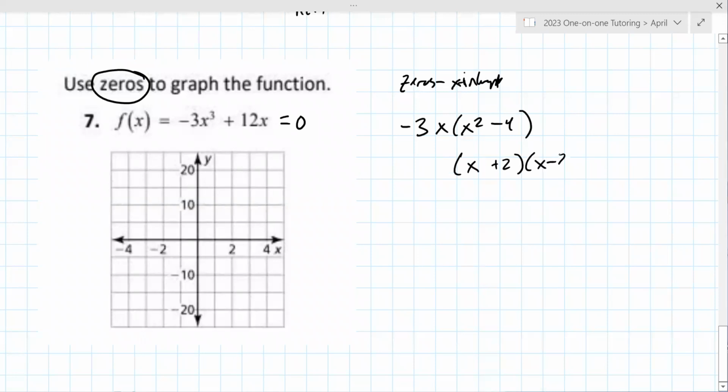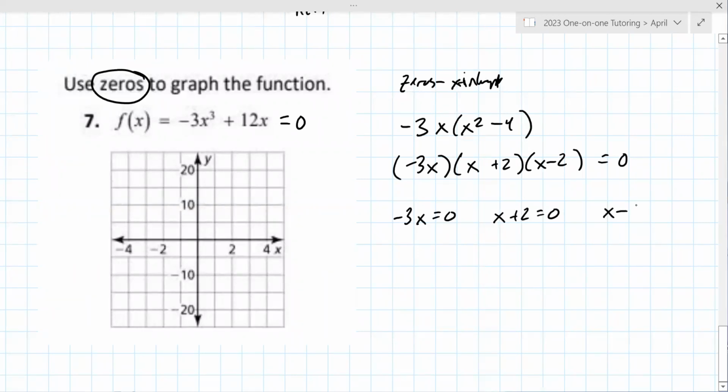Okay. So really good. Now you set each of these factors equal to 0. So it'd be 2, negative 2. What about this first one? It's got an x in it. So if it's better, you can even put it in parentheses, if that makes more sense to you. The goal here is to get them all. So there's then 0, 2, and negative 2. Oh, so it's a cubed root function.